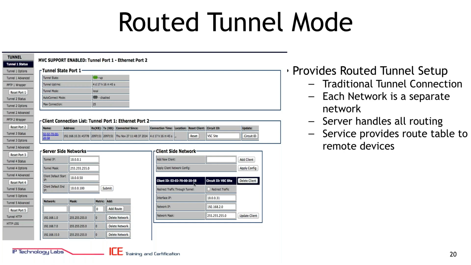We also set up client devices based on the system ID, and we can give them interface IP addresses, and we can give them a network IP. And this tells the server if anybody is trying to reach the 192.168.2 network, send it down this tunnel interface to this remote device because that network lives on its remote connection.